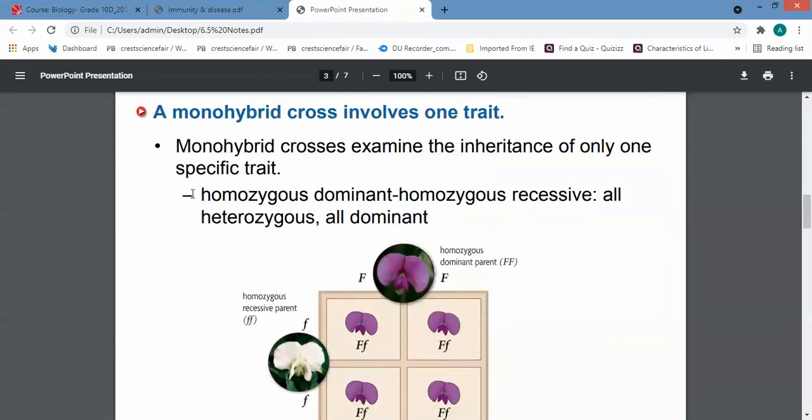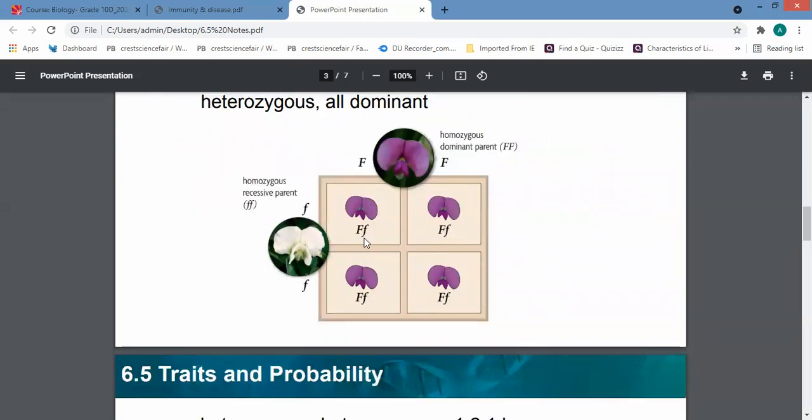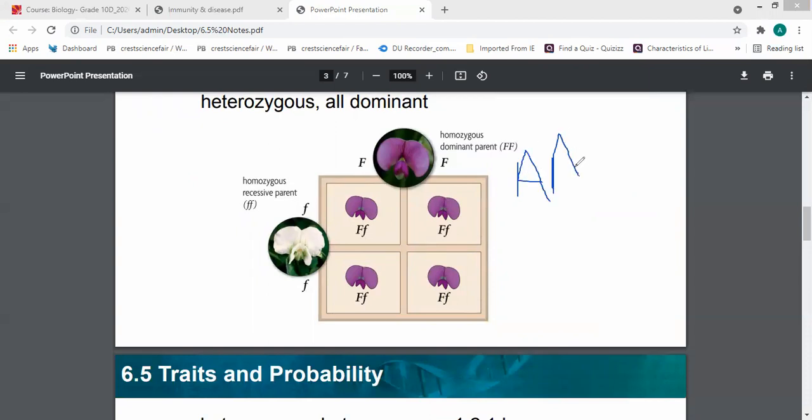This example is about a monohybrid cross between homozygous dominant and homozygous recessive. As we explained, all the first generation will be heterozygous dominant, as you can see. Like this example, both of them homozygous, capital A and small a. So the first offspring will be 100% dominant, but not homozygous, heterozygous: capital A, small a.